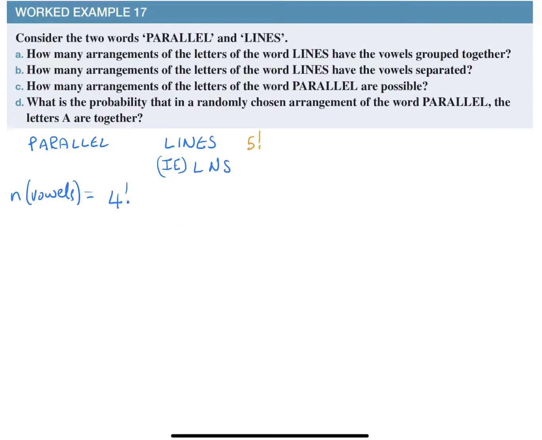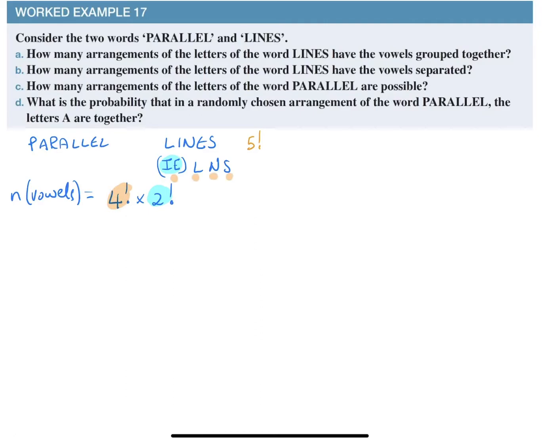Okay, but remember that the I and E can also swap places. For every one of these cases, I and E can swap. And that's why we're going to multiply then with 2 factorial. And the 2 factorial is for the groups. So this factorial is for this group. And 4 factorial is 1, 2, 3, 4.